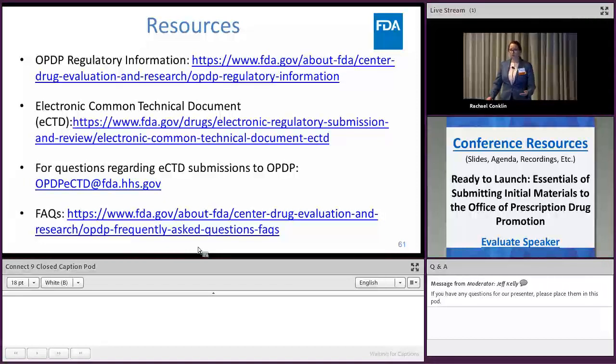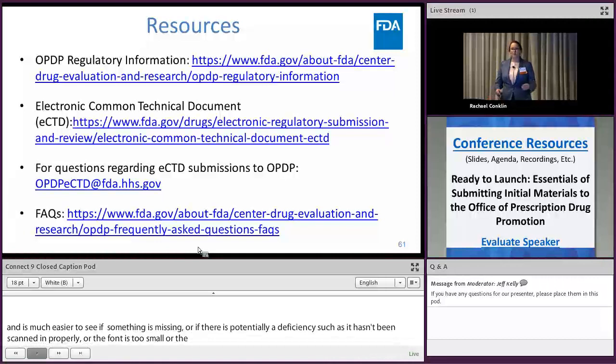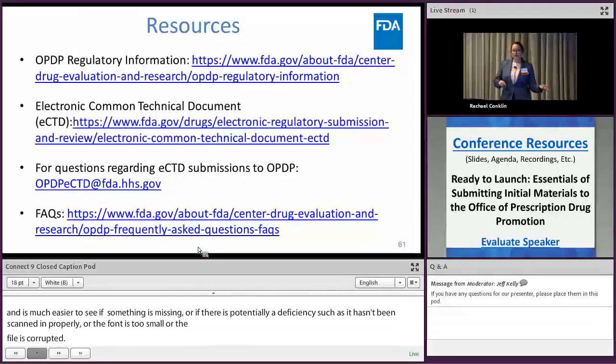It's much easier to identify that quickly when it's electronic. And then also, it just cuts down on paperwork, so there's less you having to make binders, us having to break down binders, and then all of that paper eventually being shredded.